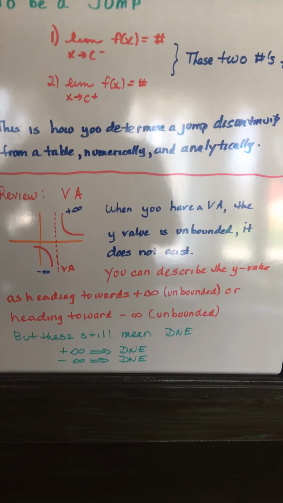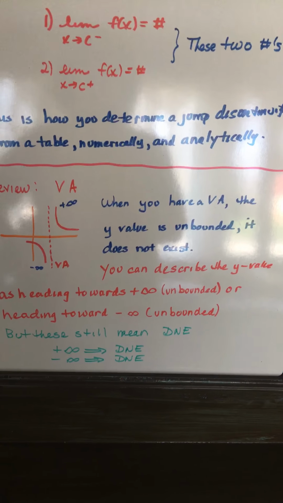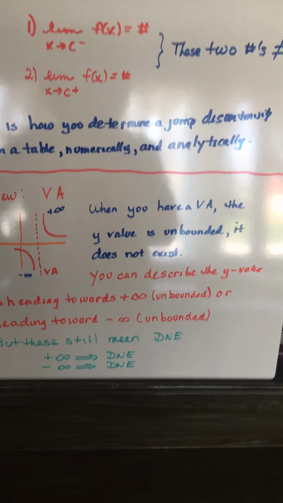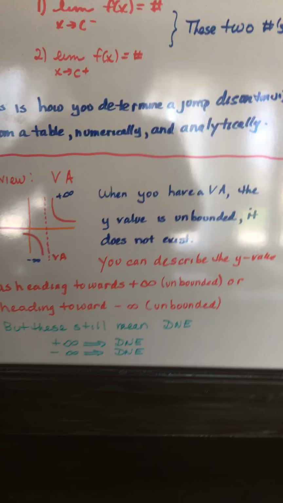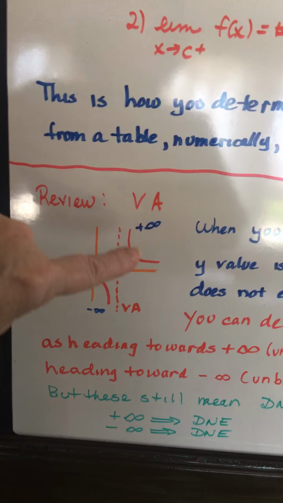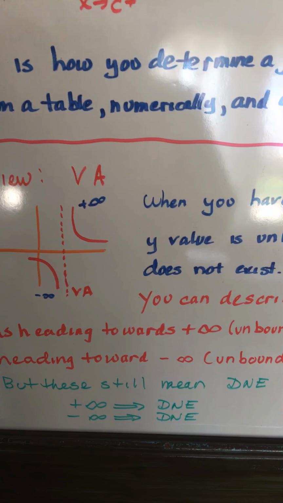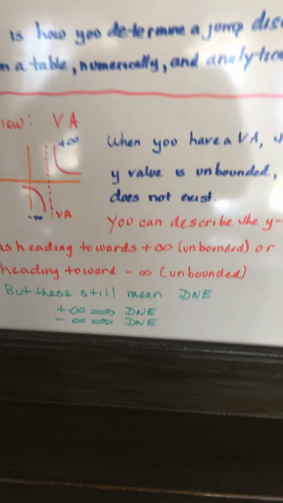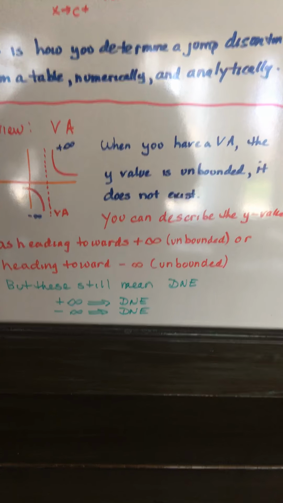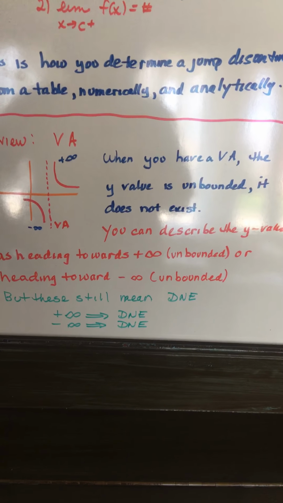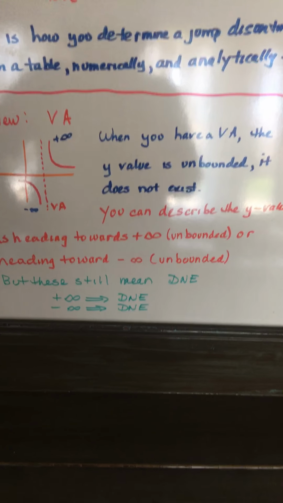Now, I want to review what it means to be a vertical asymptote. When you have a vertical asymptote, the y value is called unbounded. That's the term they'll use in college. It doesn't exist. What you can do is describe the y behavior. Here, the y behavior is heading towards positive infinity, and here the y's are sliding down to negative infinity. So, when we say that we are heading towards positive infinity, that means we're unbounded, or heading towards negative infinity, that's unbounded. These really mean there is not a limit because there's not a real number there.